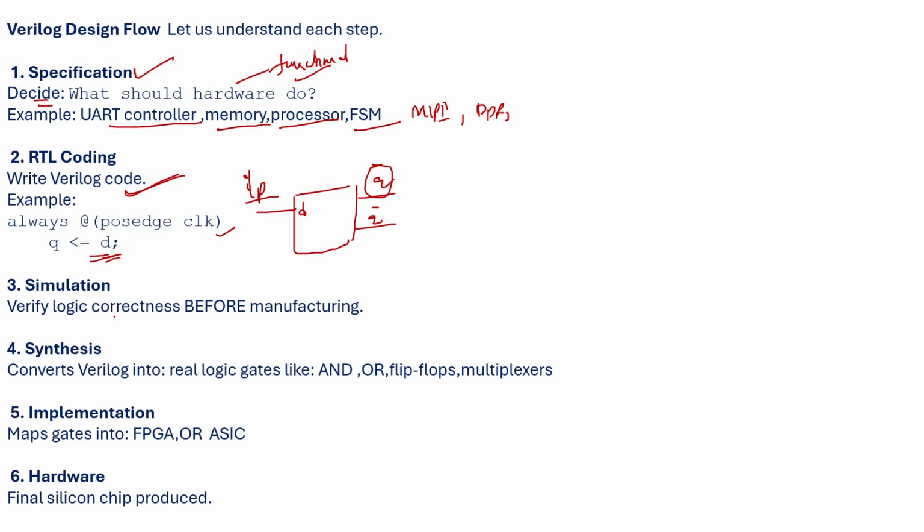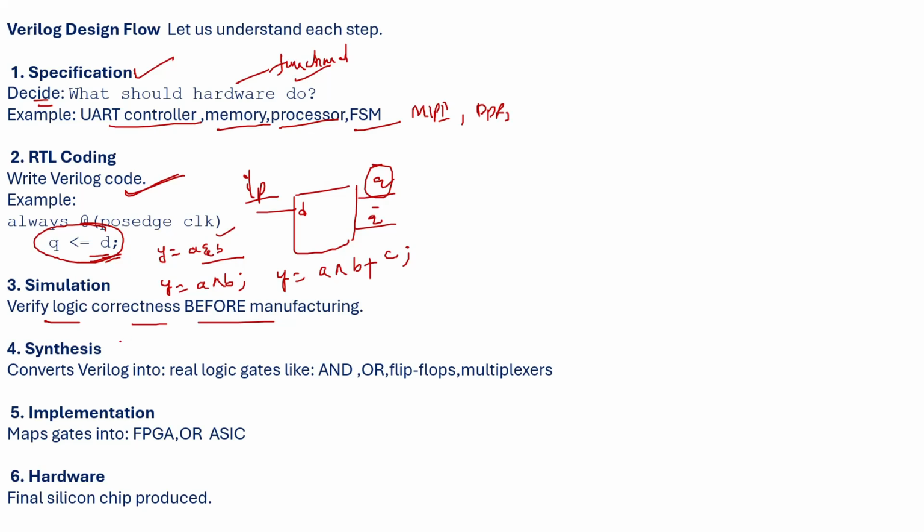So simulation tells you to verify logic correctness before manufacturing. This is the logic q = d, that is the logic implementation. Or y = a and b, this is the logic implementation. Or y = a XOR b, this is the logic implementation. Or y = a XOR b plus c. This logic correctness we are checking through simulation.